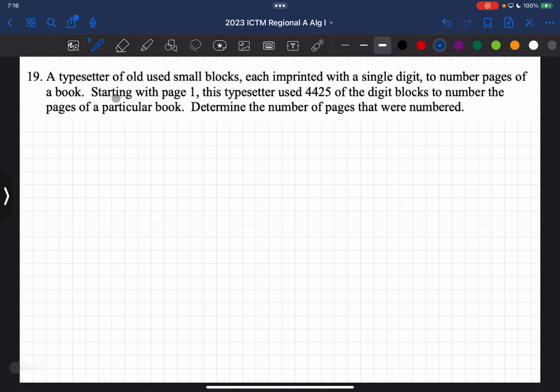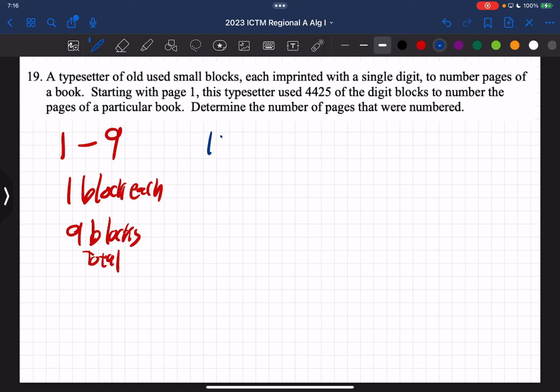Number 19, a typesetter of old used small blocks, each imprinted with a single digit, to number the pages of a book. Starting with 1, the typesetter used 4,425 digit blocks to number the pages of a book. So how many pages were numbered? So let's start from the bottom. 1 through 9, 1 block each. So that means 9 blocks total.